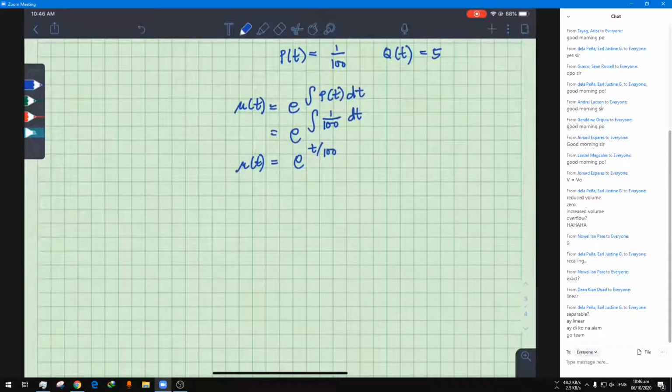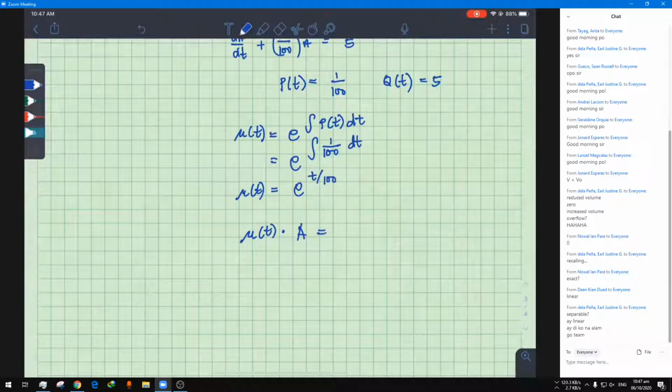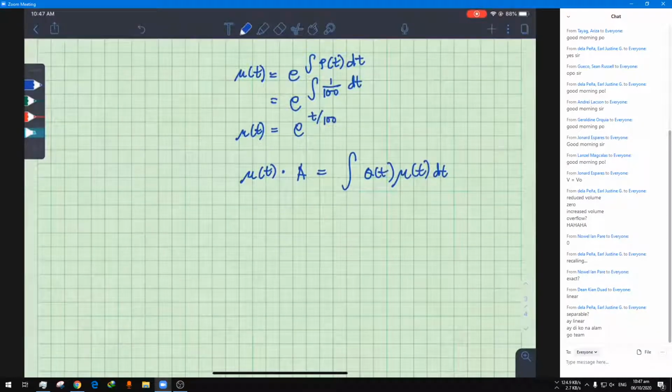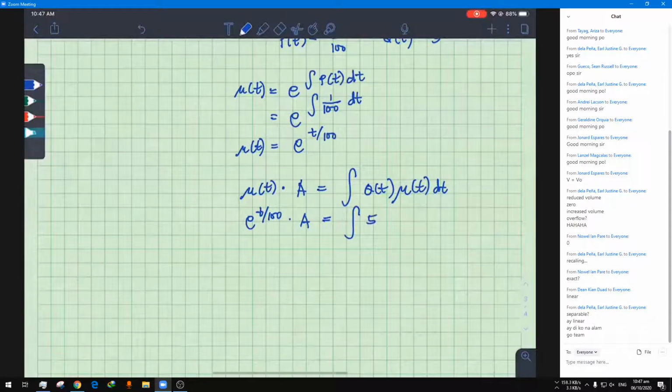Then our formula: mu of t times, since it is linear in A, A is equal to the integral of Q of t times mu of t dt. Mu of t is e raised to t over 100, multiplied with A, is equal to the integral of Q of t, which is 5, times mu of t, e raised to t over 100, dt. I'll add the plus C later.